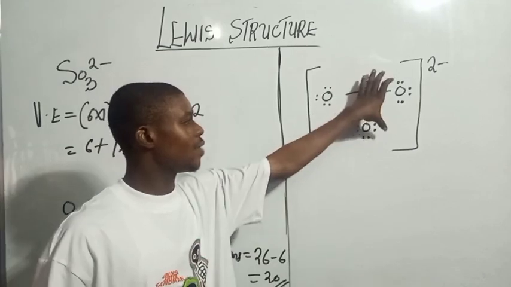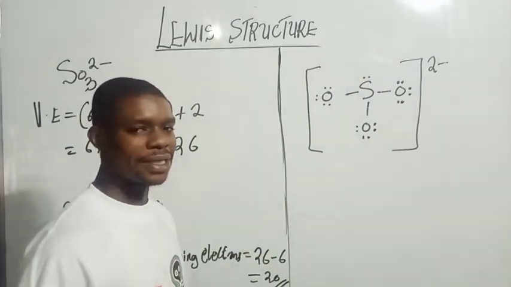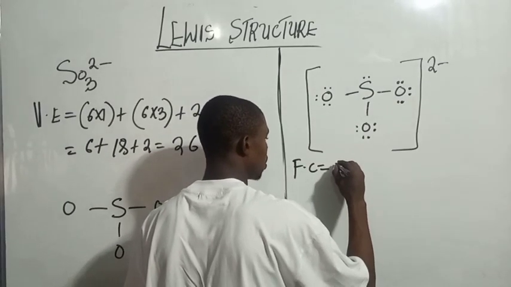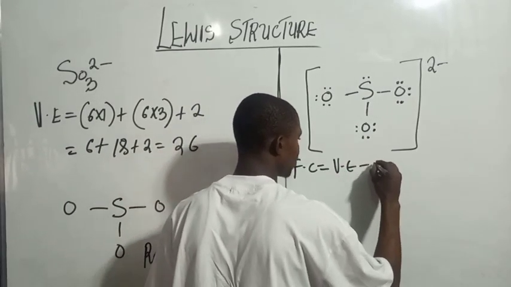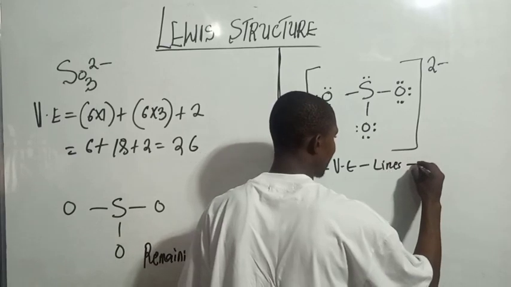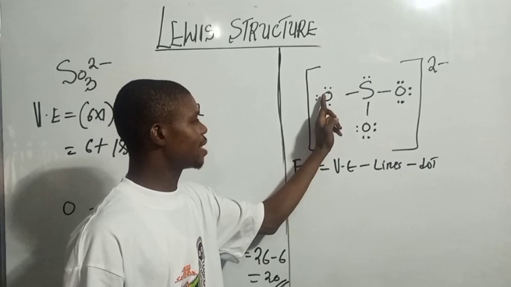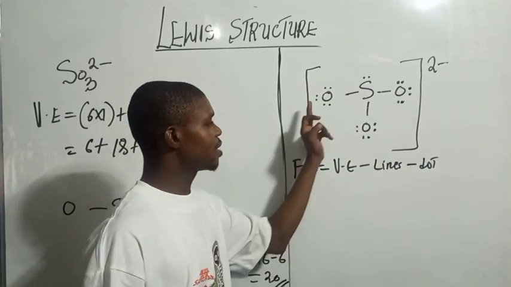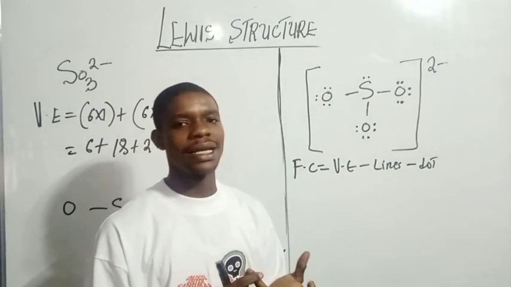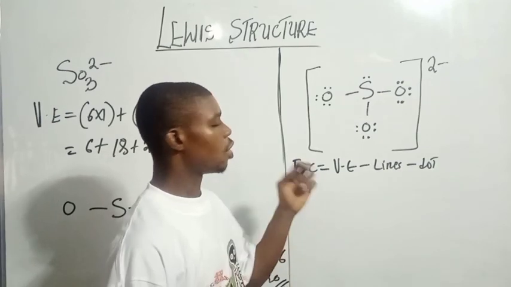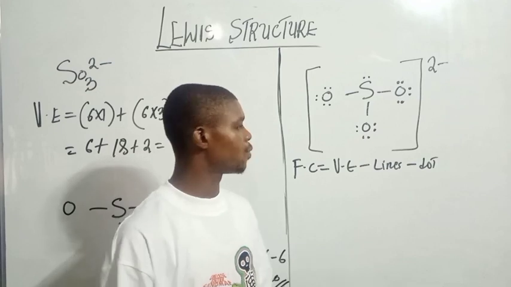So now let's calculate the formal charge of each of the elements. It's very easy. Formal charge is equal to valence electron minus lines minus dots. Right? Remember these 2 oxygens are the same because they have the same number of bonds, the same number of dots and the same number of lines.